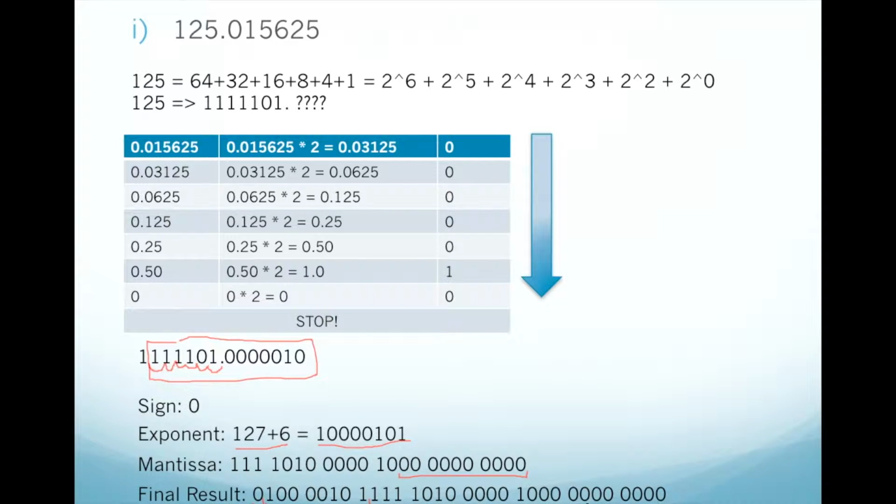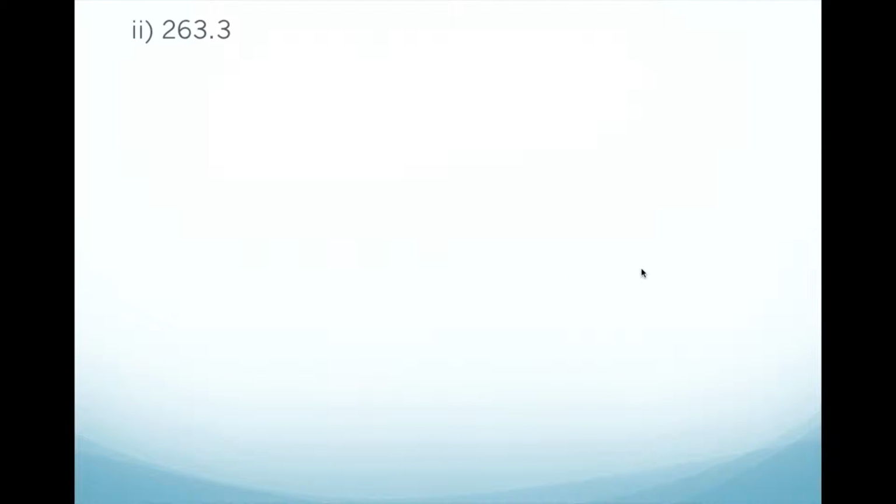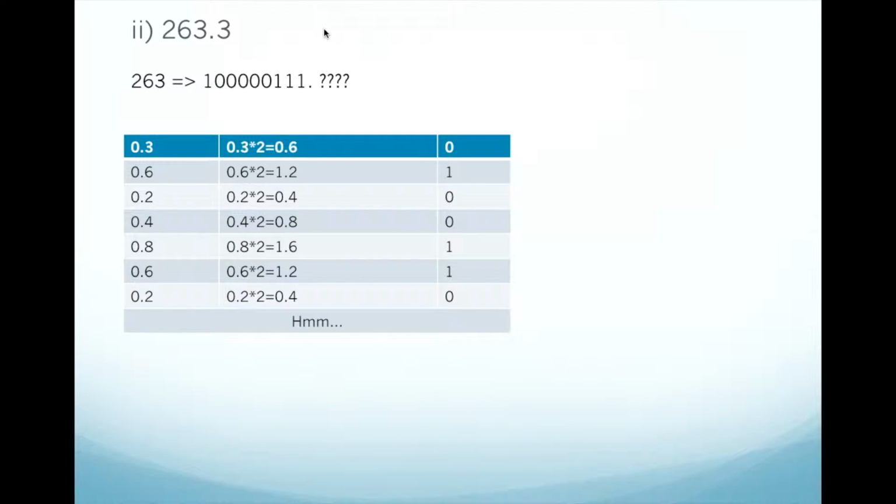So that's part 2-1. Part 2-2, we have another number, 263.3, and we do this the exact same way. So the first step again is you do 263 and you turn that into binary. So 263 is that in binary, and you don't know the right side because it's that 0.3 value, right? So again, we make our chart, and this chart's a little different. So let's just do it the same way we've been doing it.